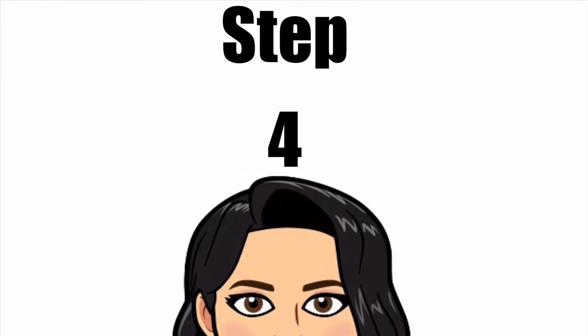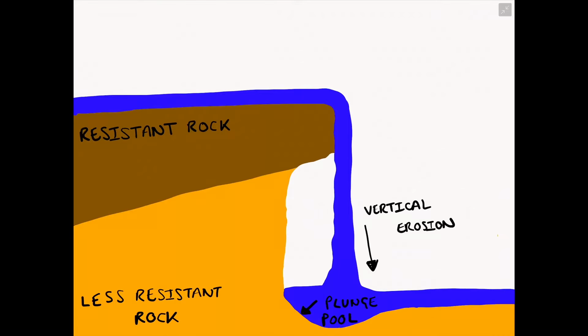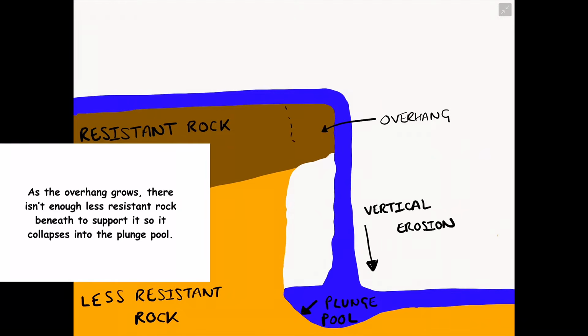Step four in the formation is concerning the overhang. As this overhang grows over the plunge pool, there actually isn't enough less resistant rock beneath it to support it and hold it up. Therefore, under its own weight and due to gravity, eventually it will collapse into the plunge pool.